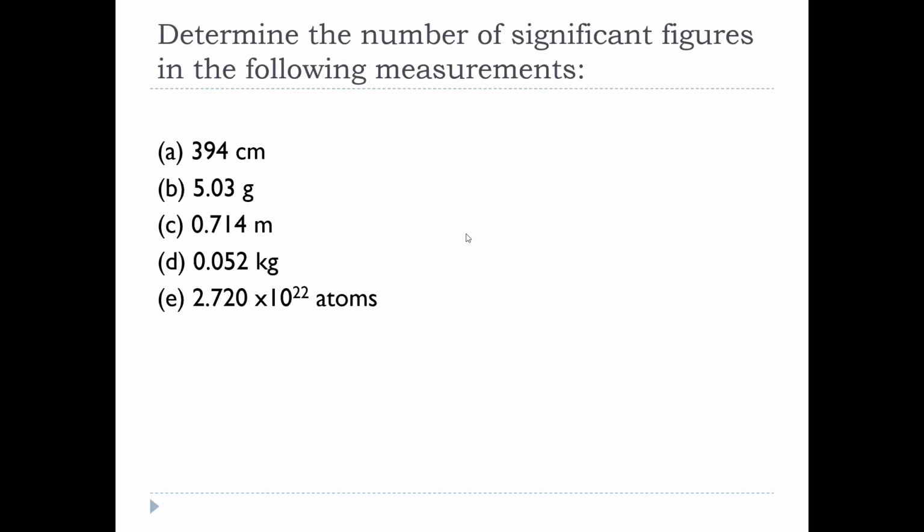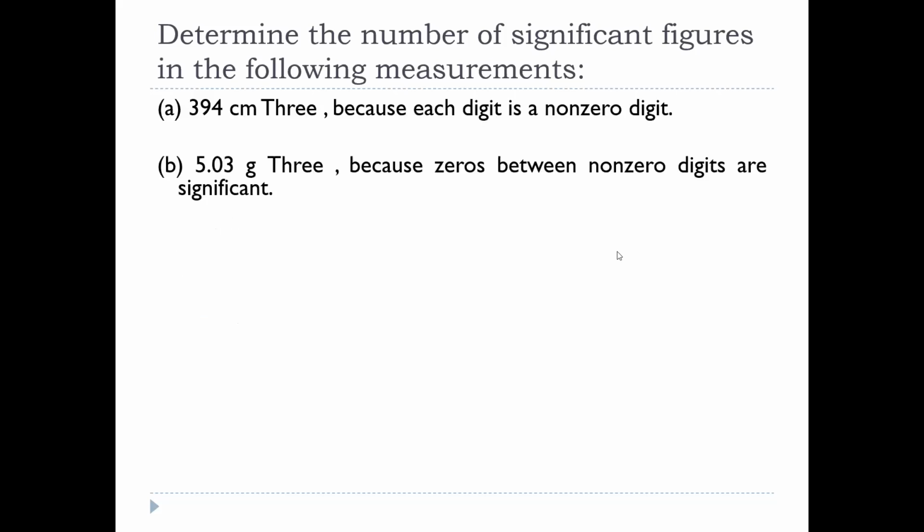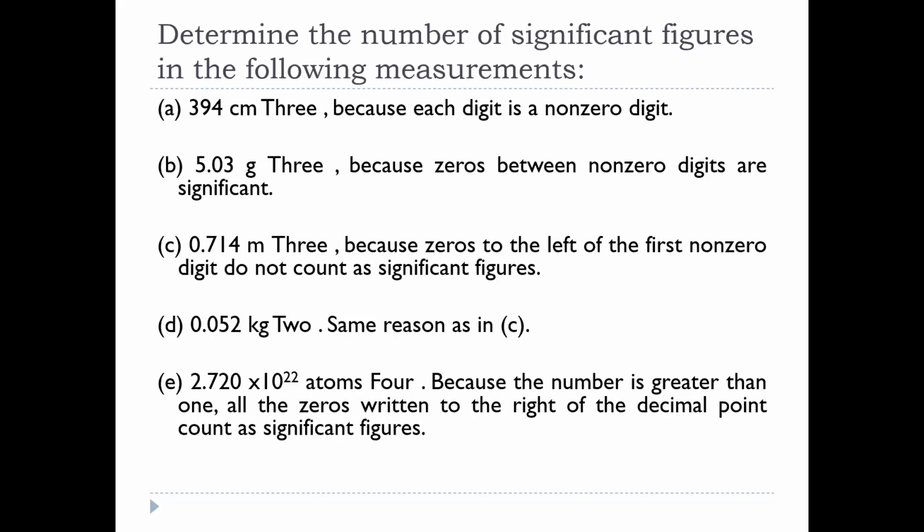4, ma'am. 4. Okay, this is a scientific notation, ha? And sa scientific notation, kanilang atong ginakount. So we have 1, 2, 3, and 4. So 4 significant figures for letter E here. 0 is considered significant due to the presence of our decimal point. So tama. The next slide will be the correct answer. So you got the correct answers for all the examples.